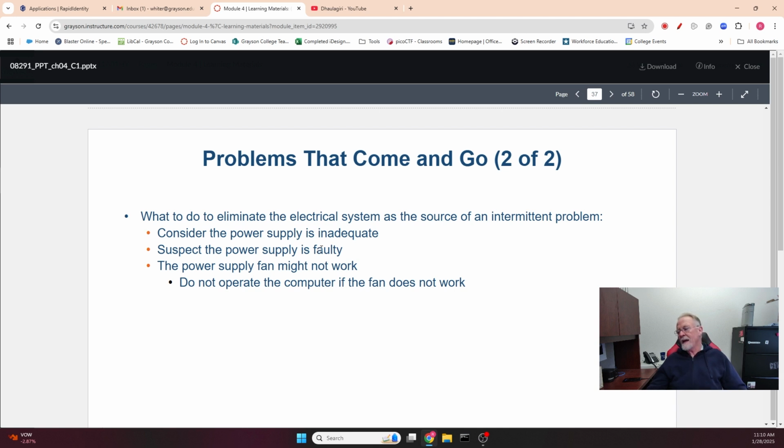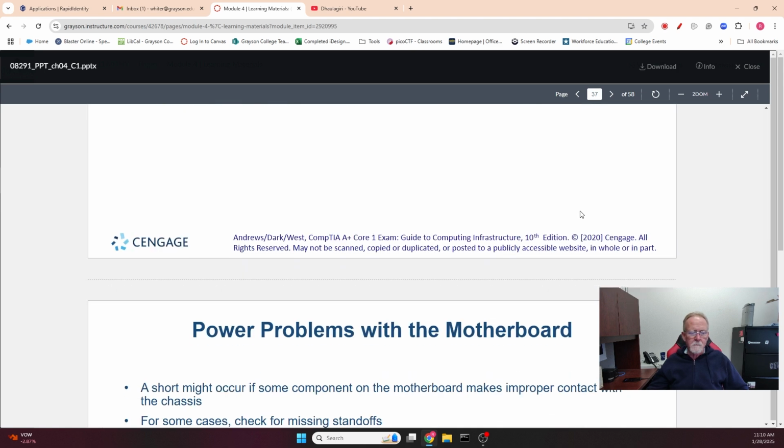It's never a bad idea to have extra components on hand, but if you happen to have a power supply on hand that would work in this situation, one that has enough power, go ahead and swap them out. It doesn't take any time to swap out a good power supply for a bad one. Swap them out, see if that power supply works. If it does, then you know, hey, this power supply that was originally in there is faulty. Don't operate the computer if the fan doesn't work. You don't want to overheat things and possibly burn up a processor.